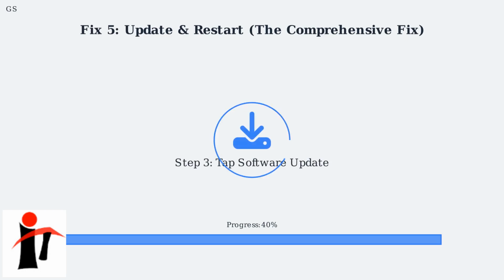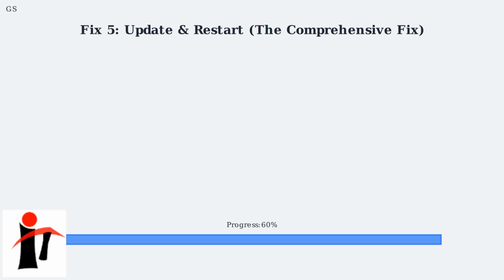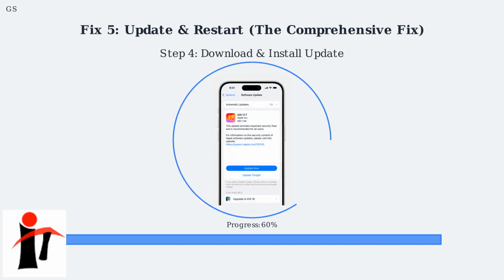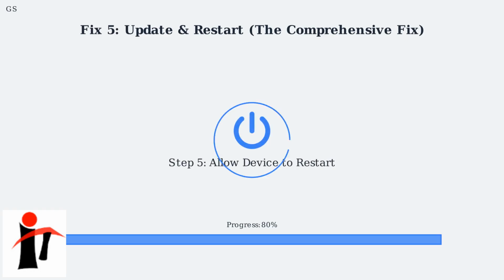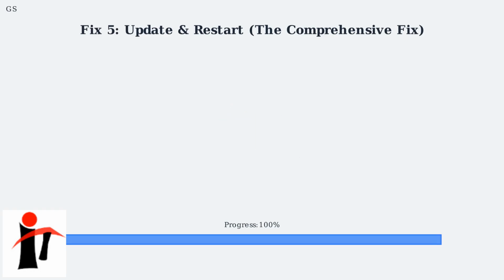Within General, tap Software Update. This will check for any available iOS updates for your device. If an update is available, tap Download and Install. The screen will show update details like size and features. Follow the on-screen prompts to complete the installation. After installation, your device will automatically restart. This completes the update process and optimizes your system, potentially fixing bugs that cause the Visual Intelligence tile to disappear.